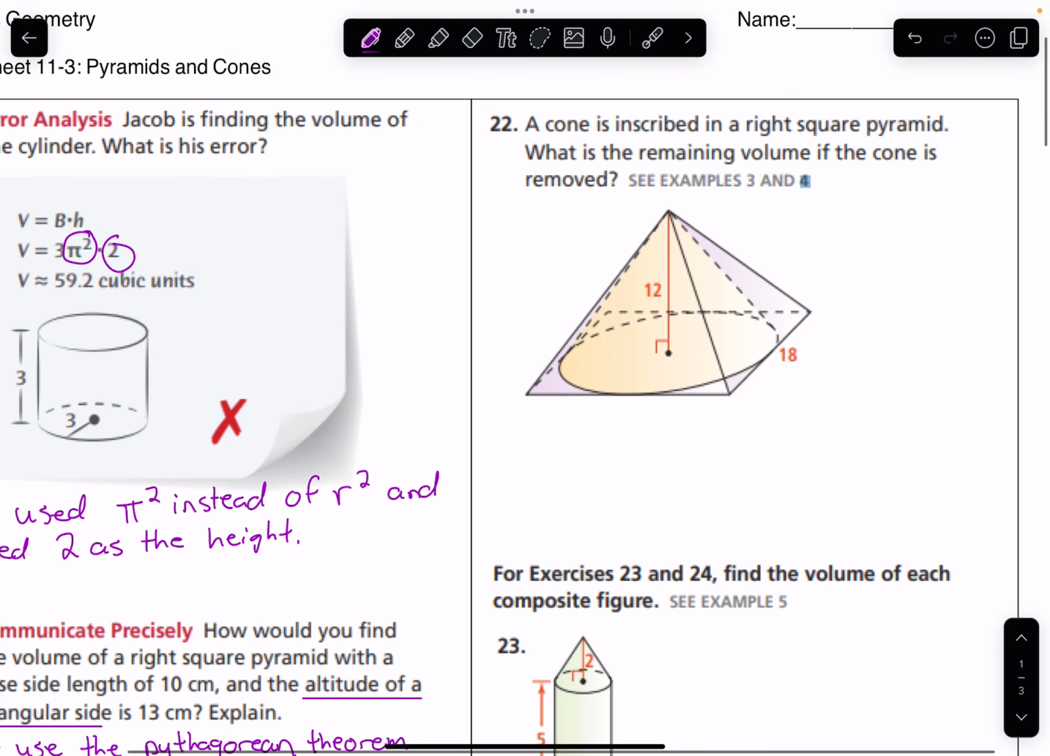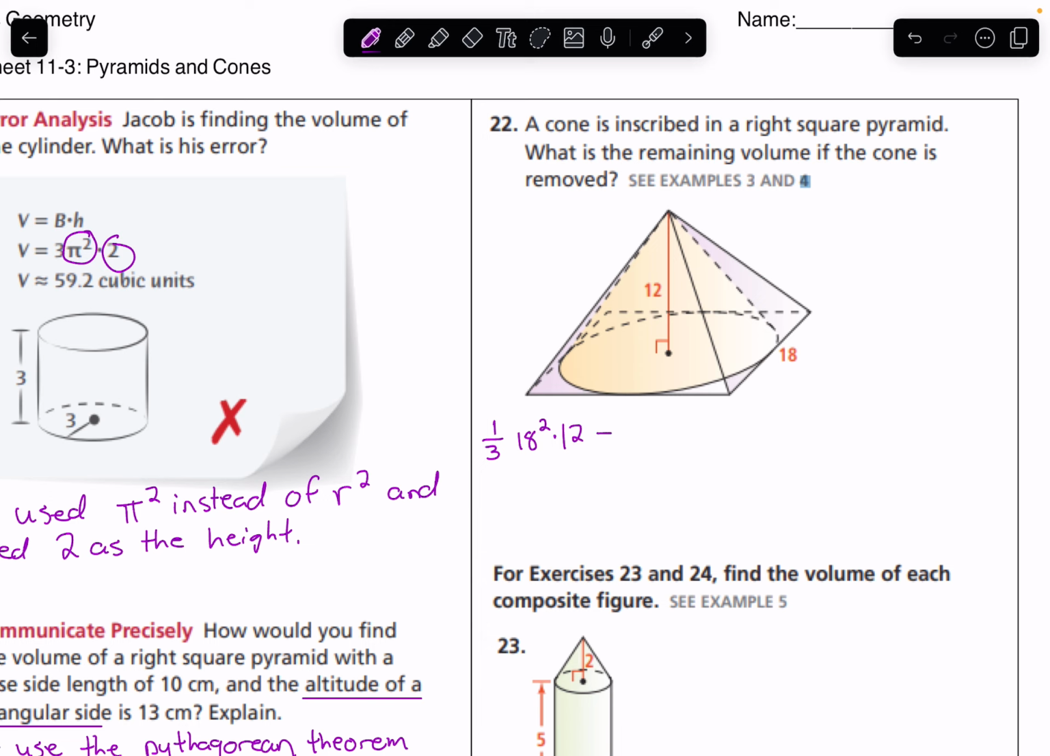Come back up here to 22. A cone is inscribed in a right square pyramid. What is the remaining volume if the cone is removed? Let's do the volume of the pyramid minus the volume of the cone. So the volume of the pyramid would be 1/3 times the area of the base, 18 squared, because it's a square, times the height of 12, minus the volume of the cone, which is 1/3 the area of the base, pi, times the radius of 9 squared, times the height of 12.